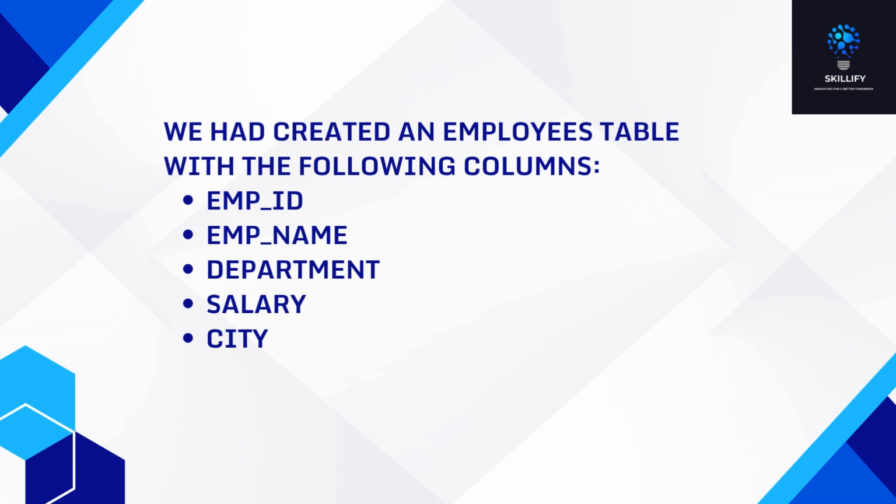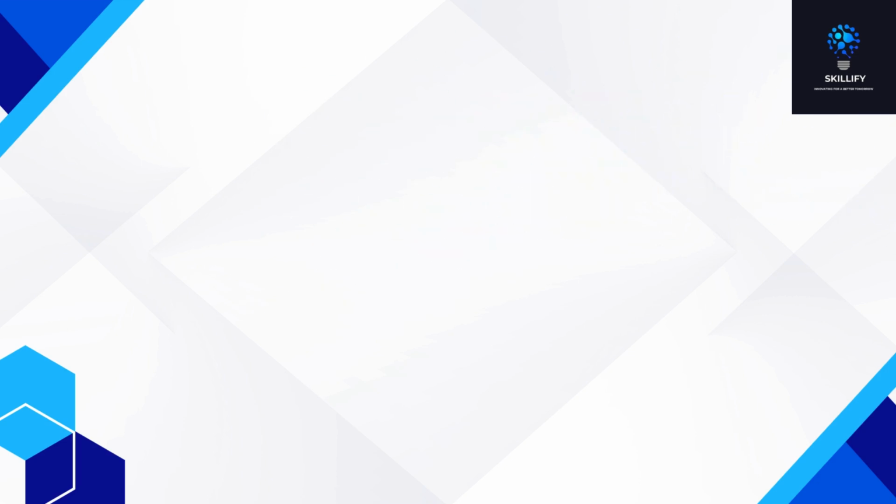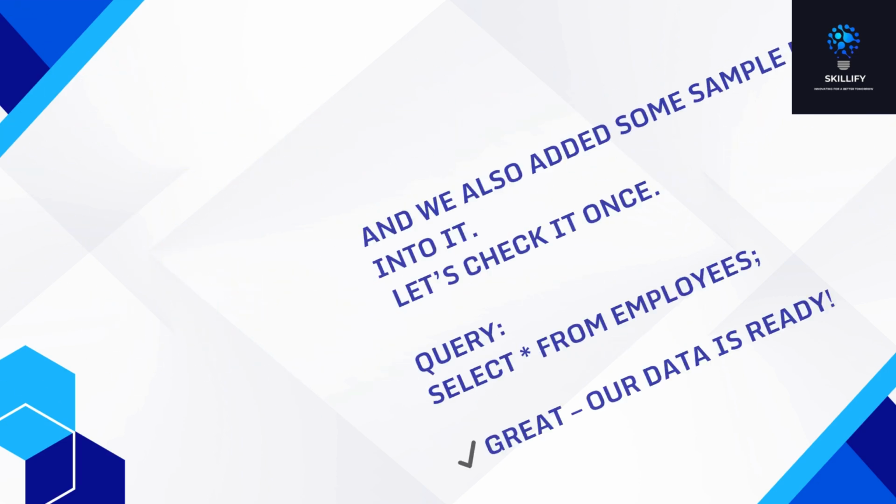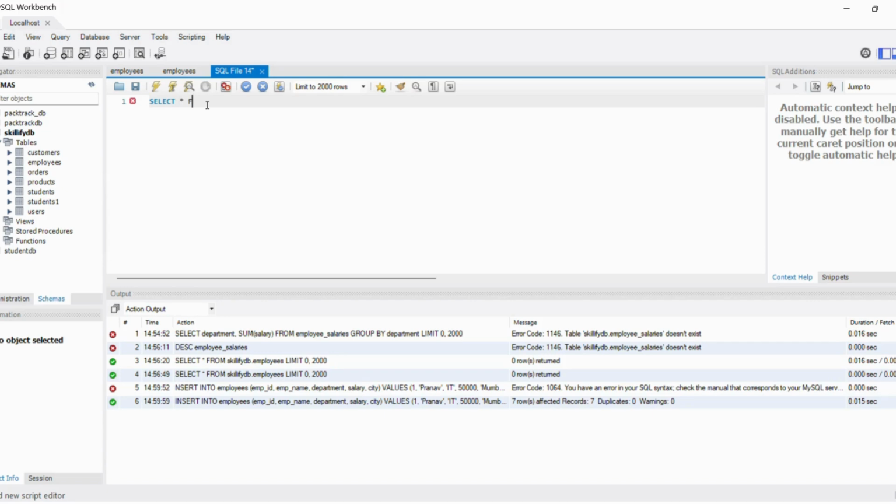Table recap. First, let's quickly recap the table we created in the previous video. We had created an employees table with the following columns: EMP_ID, EMP_NAME, department, salary, city. And we also added some sample data into it. Let's check it once. Query: SELECT * FROM employees. Great, our data is ready.